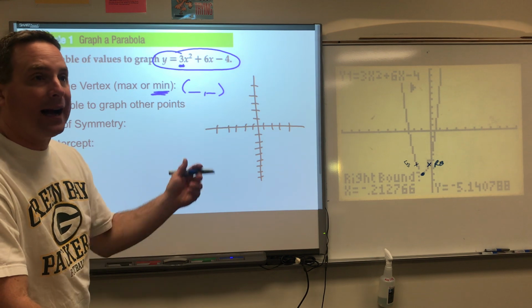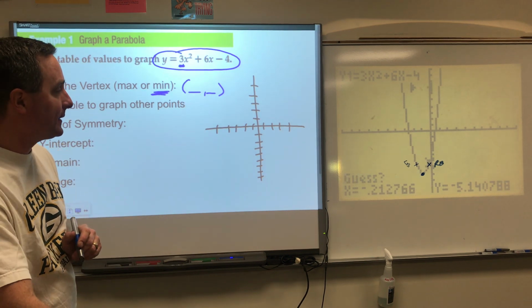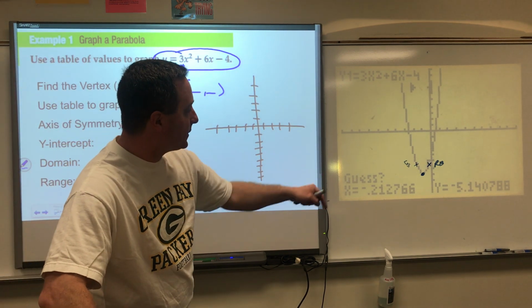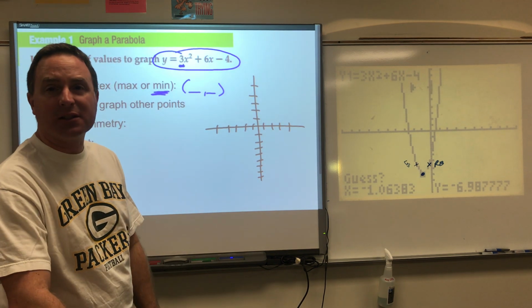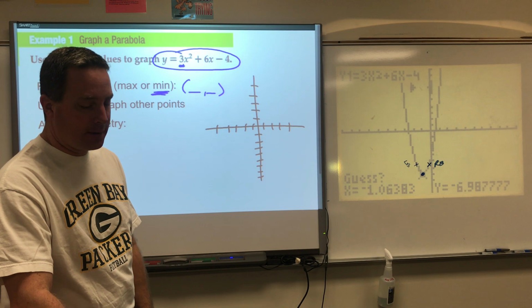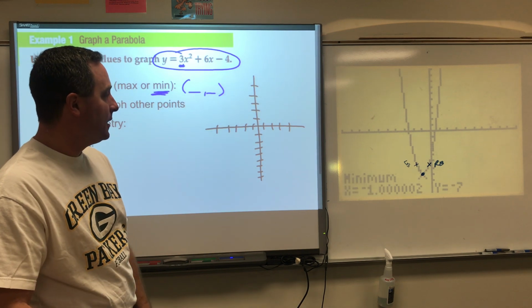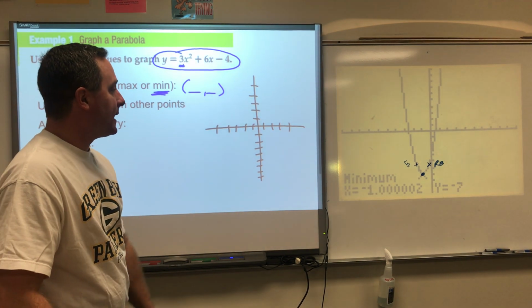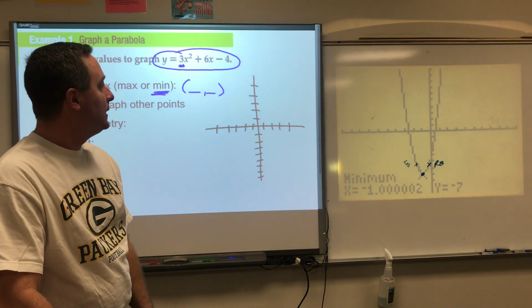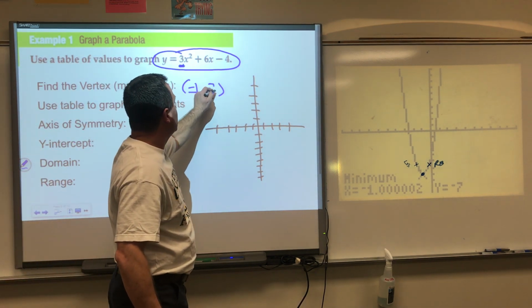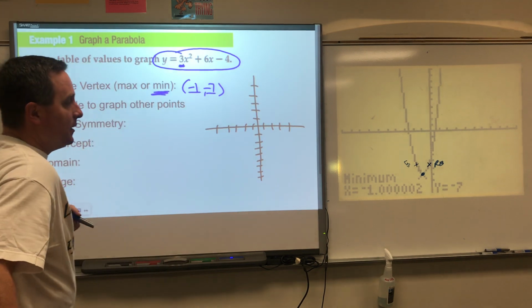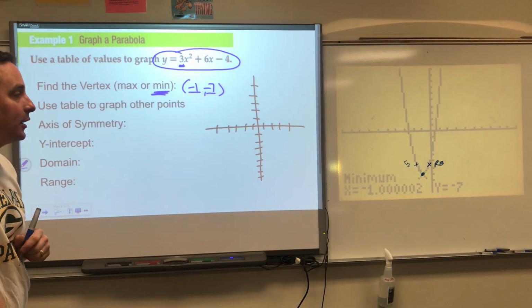So what we're kind of doing is we're boxing in the vertex. If I press enter, it's then telling me to make a guess. And if I want to, I can move that cursor down there kind of close to where I think the vertex is going to be, and I can press enter again. Okay? And you can see my vertex is at -1, -7. Okay, so that's how we're going to use our calculator to find the vertex.